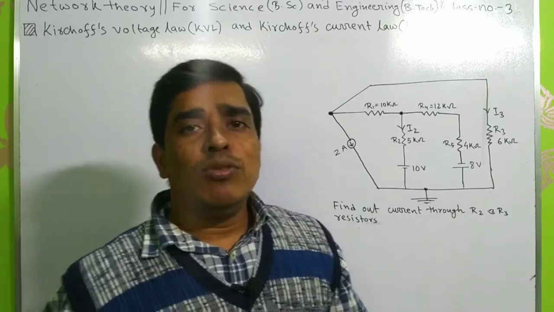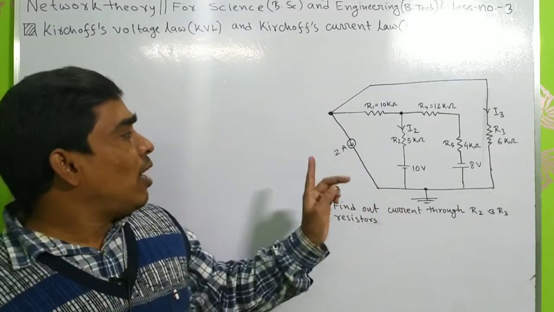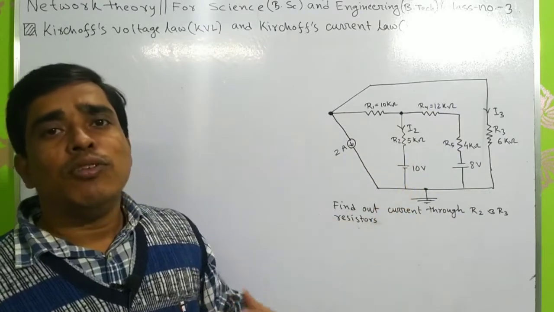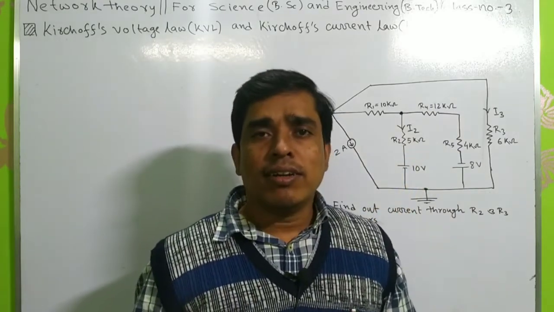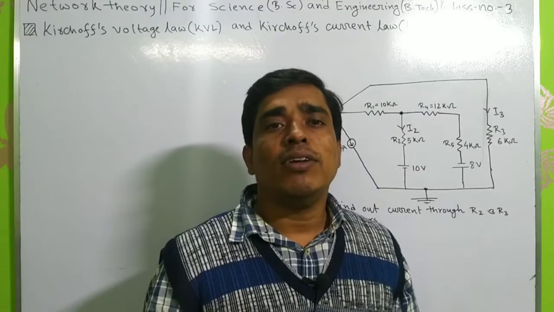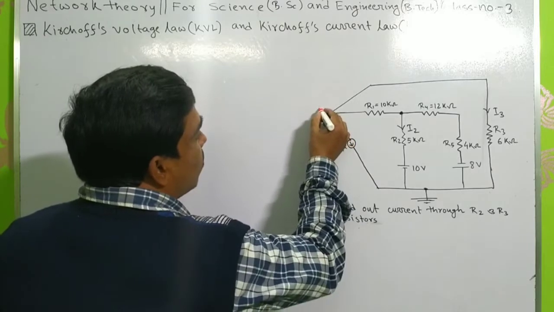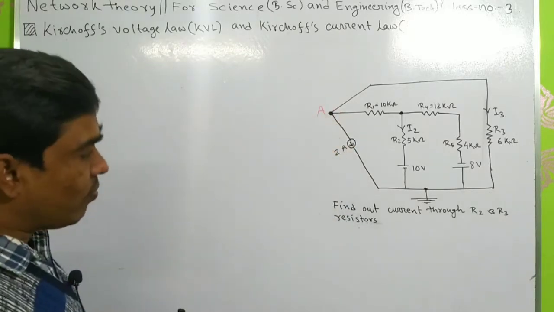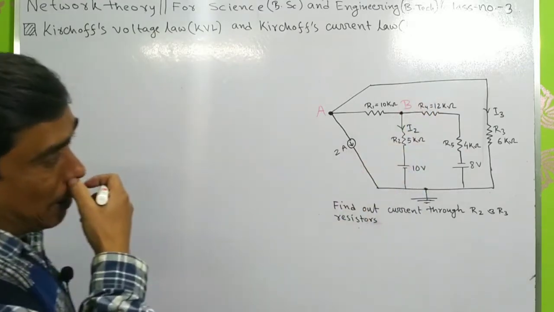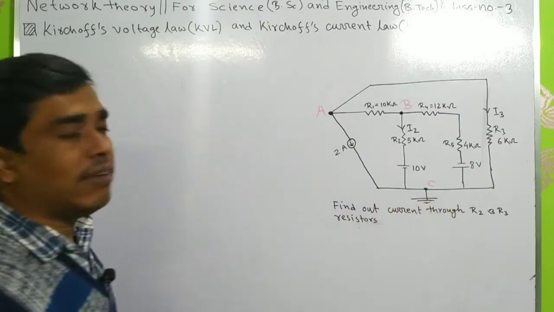First of all, you should know that if I am able to calculate the node voltages of this circuit, then it will be very easy to calculate the current in any branch. So first we should identify the nodes. Here this is one node, you can call it A, this is another node, call it B, and this is another node, call it C.